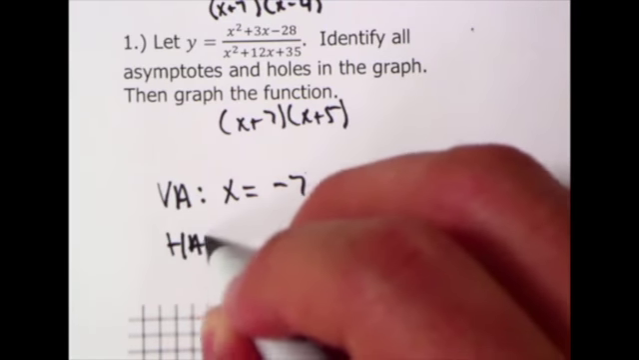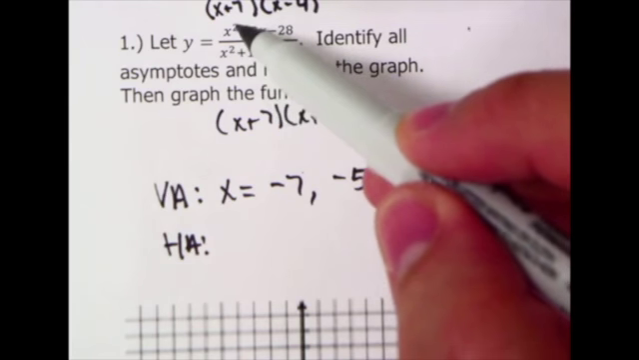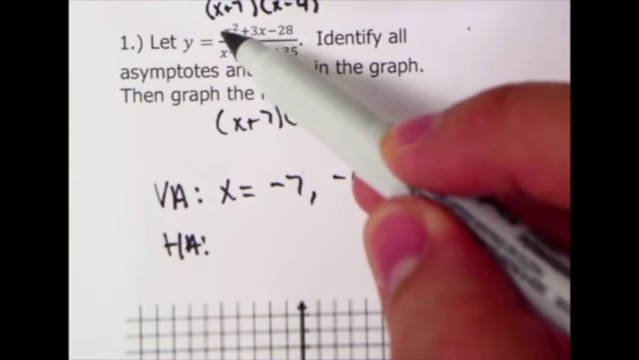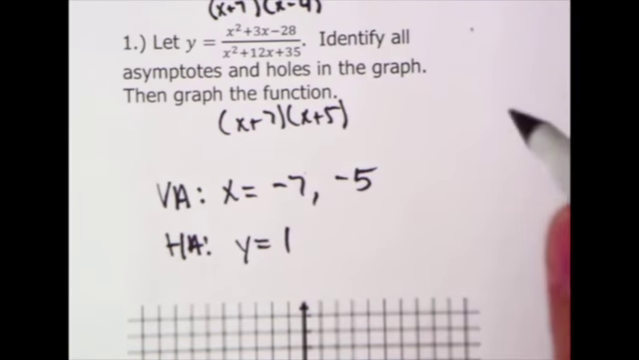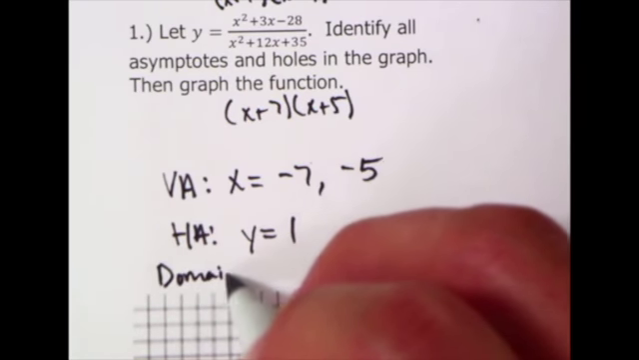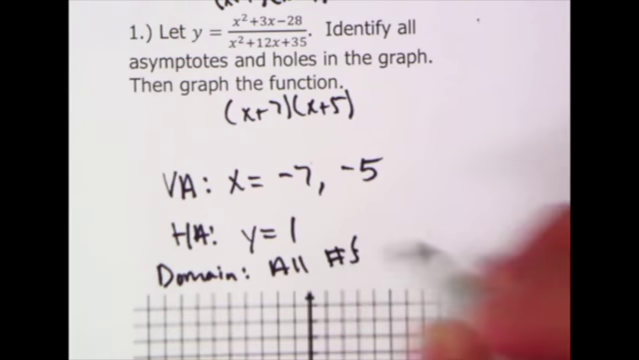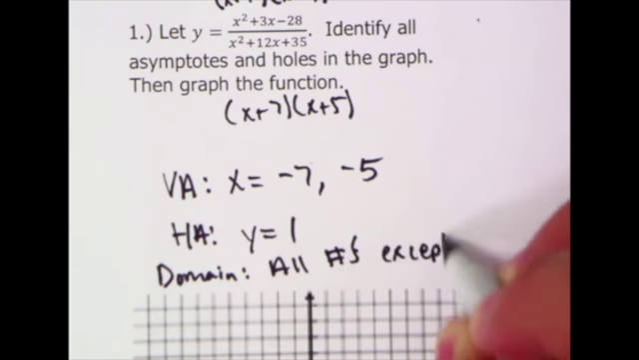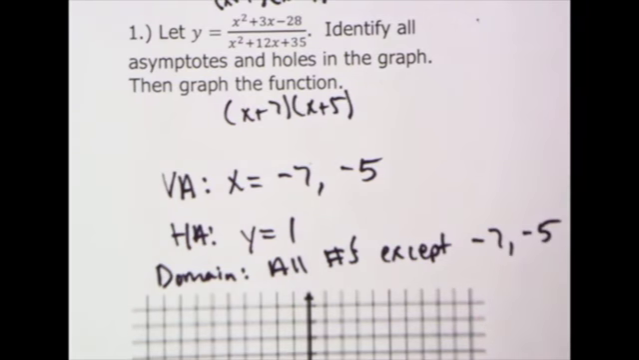Horizontal asymptote is the degree of the top and the bottom. Now these are the same, so we look at the coefficients, which is 1 over 1, or 1, y equals 1. Let's throw in their domain, because we haven't talked about that in a little while. Domain is always all numbers except your vertical asymptote, so except -7 and -5.